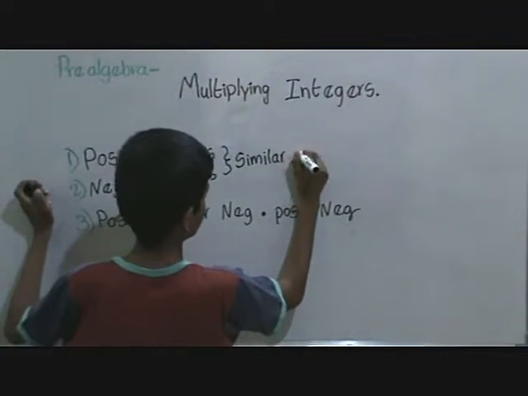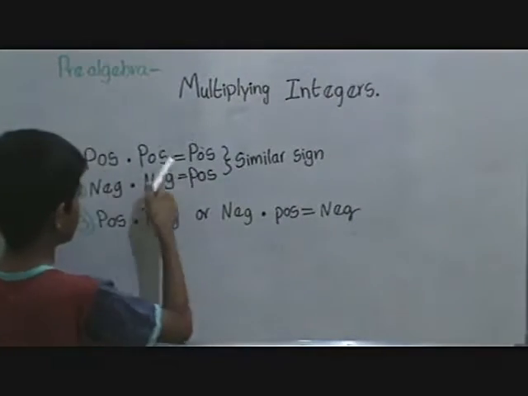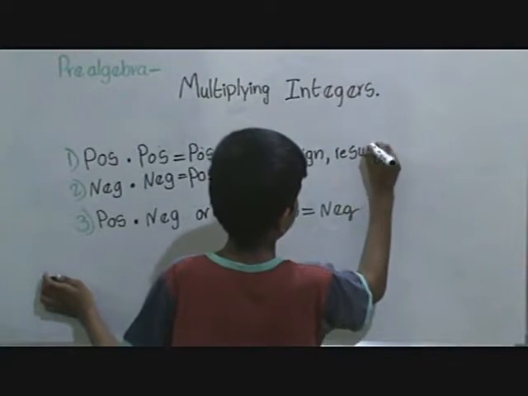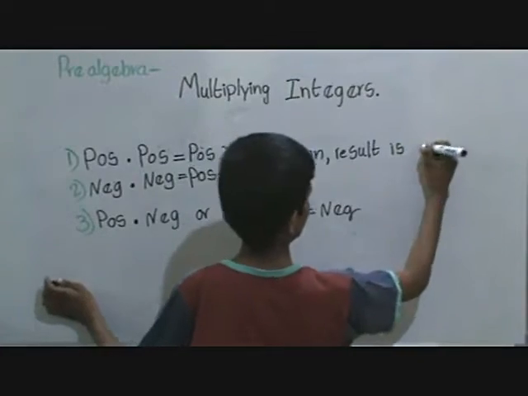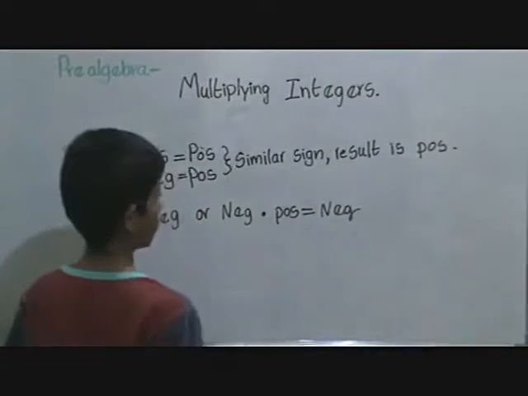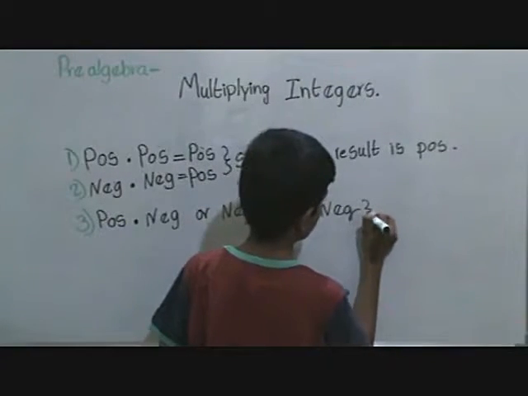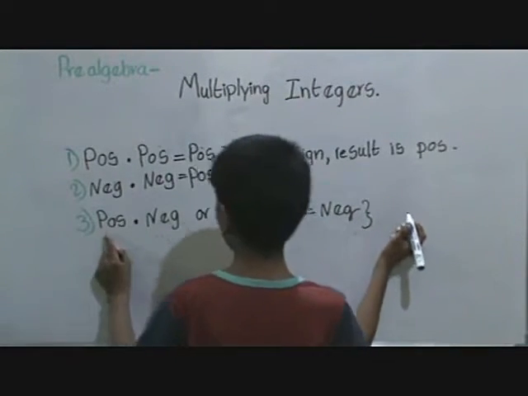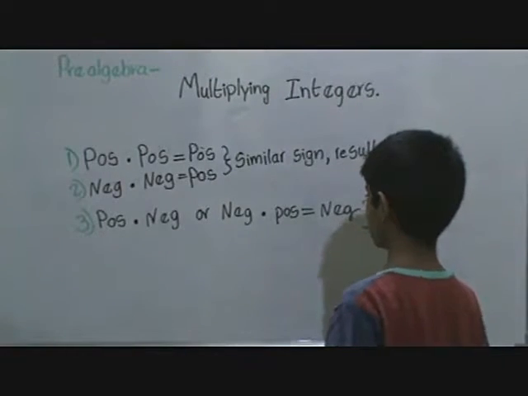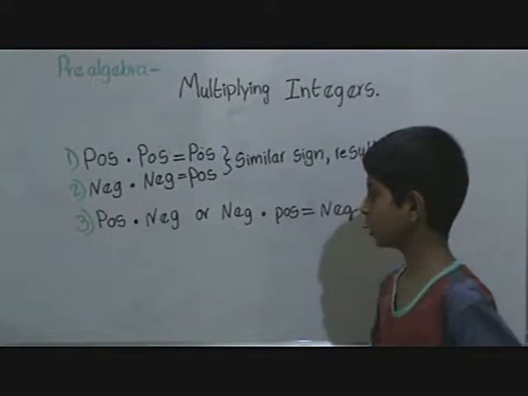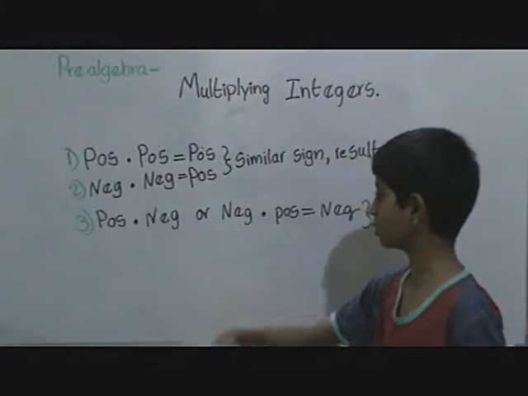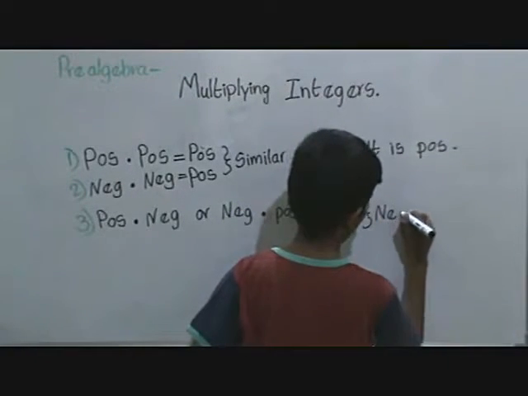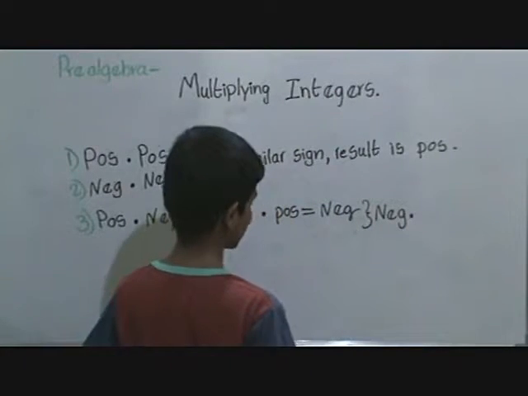If you have similar signs, either positive times positive or negative times negative, the result is positive. Okay? And if you have positive times negative or negative times positive, the answer is negative. So that means if you have different signs, the answer will always be negative. The result is negative. Okay?